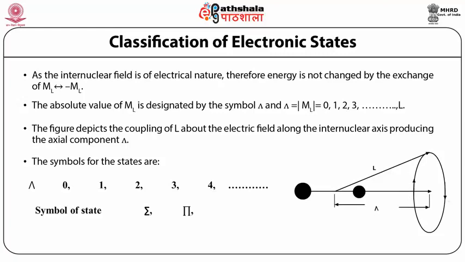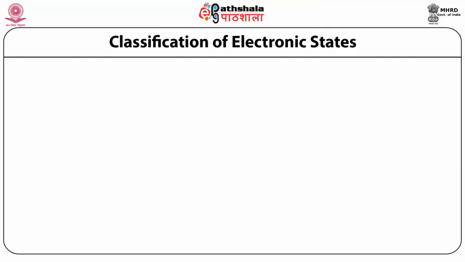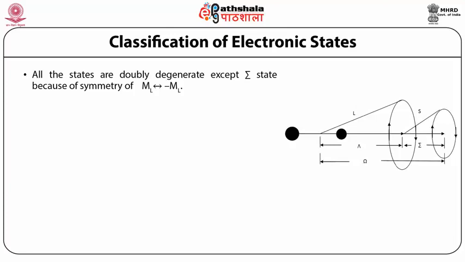Corresponding to lambda equal to 0, 1, 2, 3, 4, etc., the states are designated as sigma, pi, delta, phi, and gamma. All the states are doubly degenerate except the sigma state, because of the symmetry of ml to minus ml.